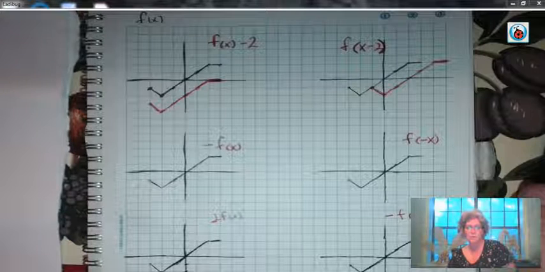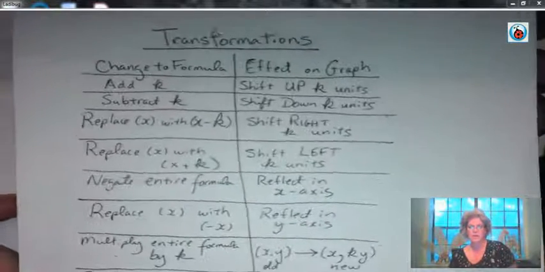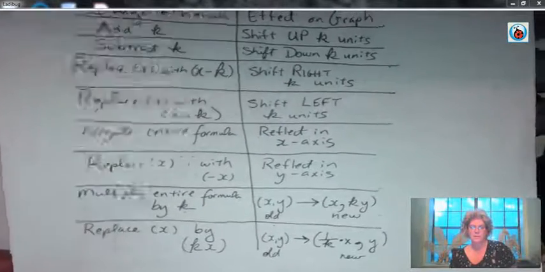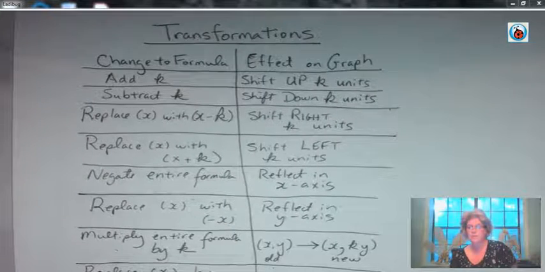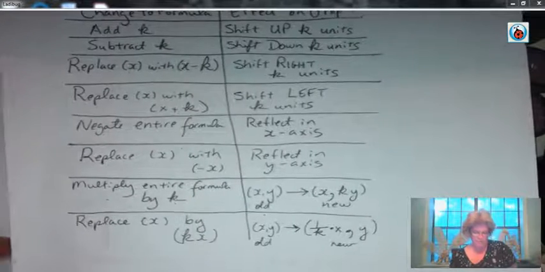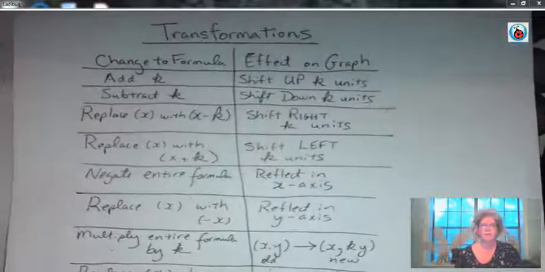This video is going to be on transformations of functions. So in your Canvas, there is the file of this list of transformations. This list of transformations has to be memorized. There will be transformation questions on the final, and you won't be able to have this list in front of you.